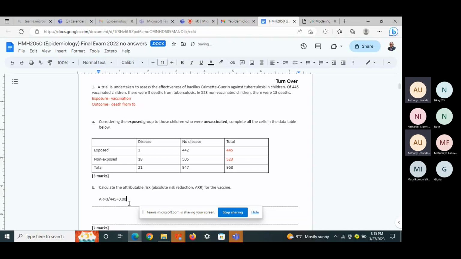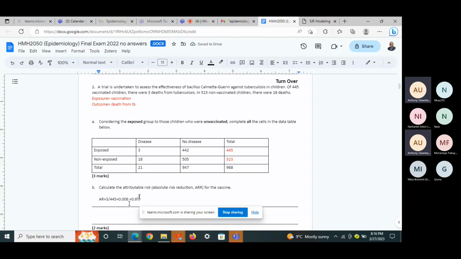0.0067. Okay, so this is the same thing as if you convert it to percentage by multiplying it by 100, that would be what? 0.6%. Okay, 0.006 times 100 would be 0.6%. So that is the attributable risk.